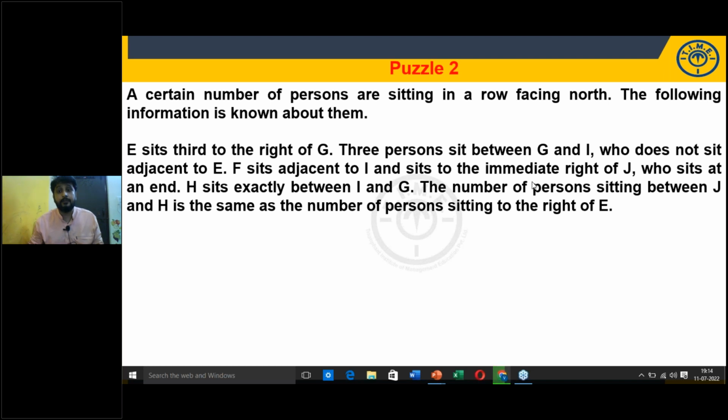Adjacent is nothing but neighbors. Immediate left and immediate right. Preeti, immediate left and immediate right. The same adjacent, sometimes they may also mention neighbor, neighbors.